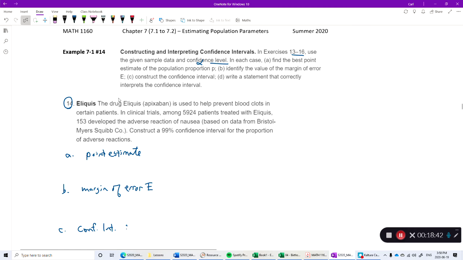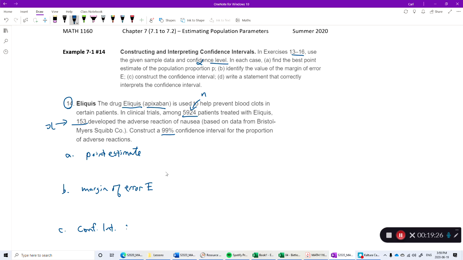Okay, so what are we talking about? This drug, Eliquis, apixaban, whatever. These are weird words for drugs, right? Commercial drugs. So this drug is used to help prevent blood clots in certain patients. In clinical trials, among 5,924 patients, that's going to be the n, among that many patients treated with Eliquis, 153, that's the x, developed the adverse reaction of nausea. Construct a 99% confidence interval for the proportion of adverse reactions.